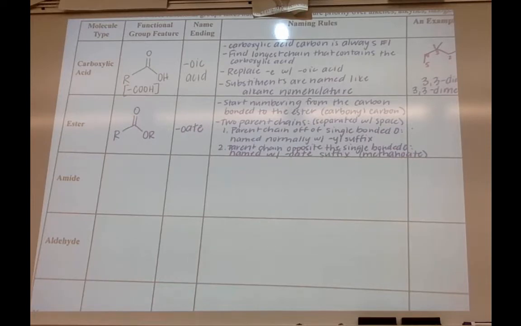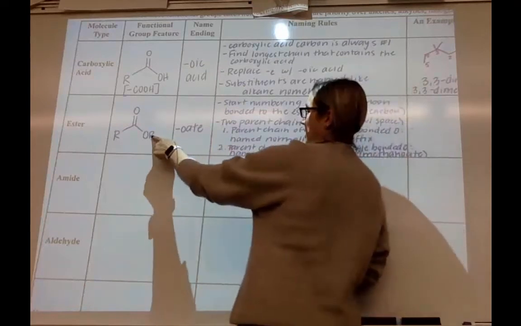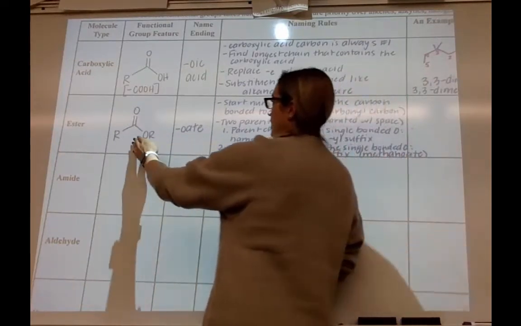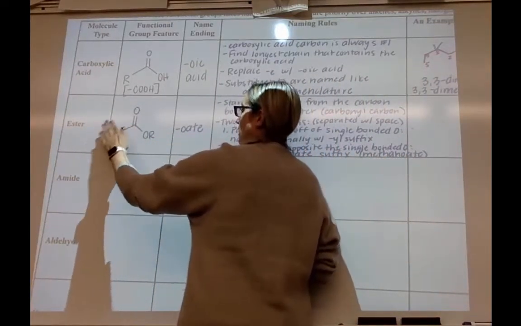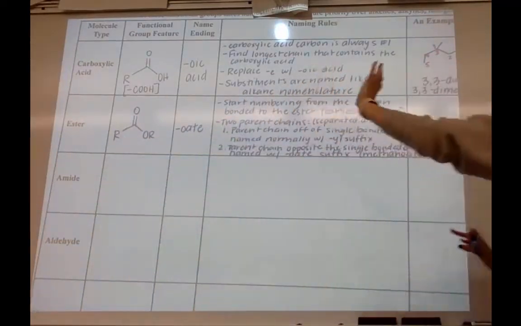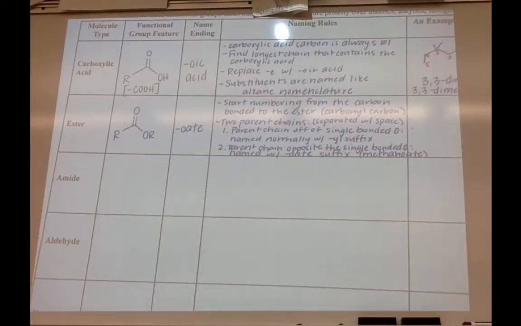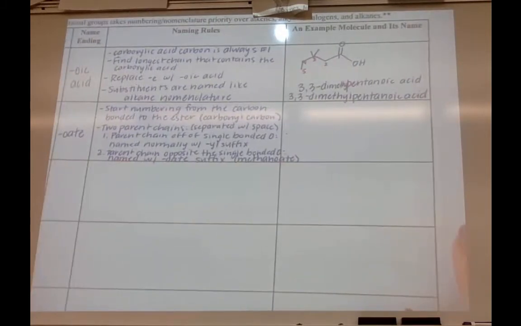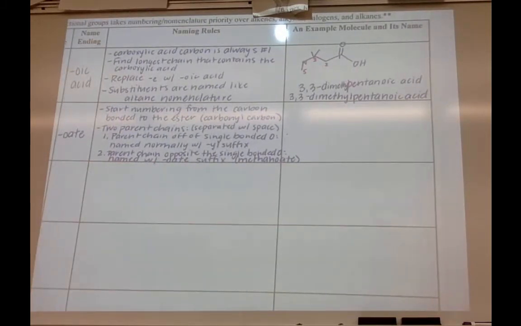So esters kind of have a complicated naming system. We'll look at it in the example molecule because there are two parent chains. You're going to have the parent chain that's over here off the single bonded oxygen. Then you're going to have the parent chain that's over here on the side of the carbonyl carbon. So if we look at an example molecule, I tried to make kind of a long one.